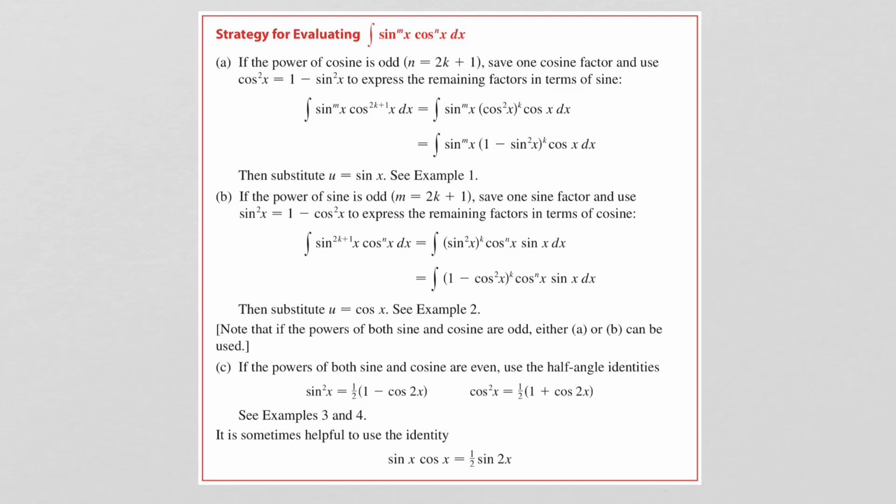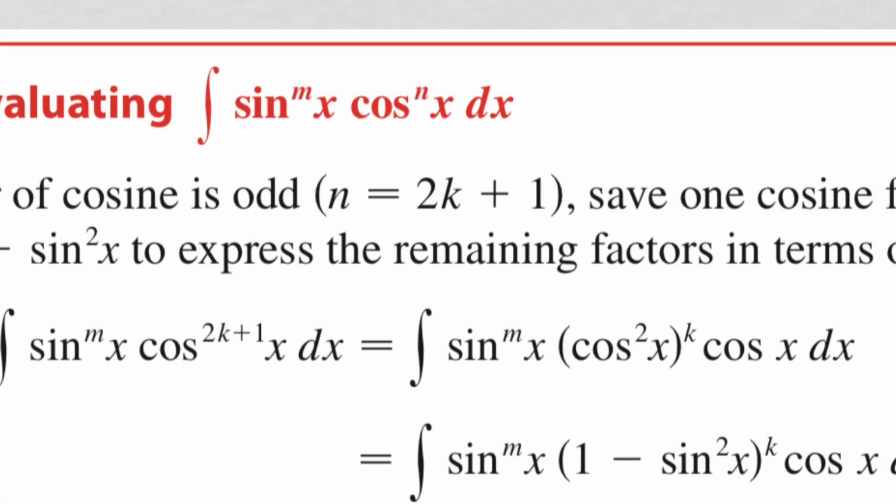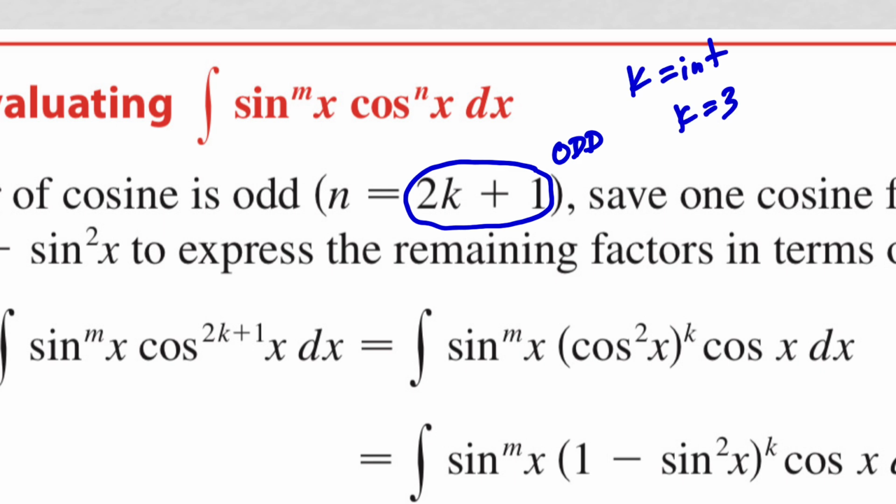So now let's just summarize our strategy for evaluating integrals of sines and cosines. If the power of cosine is odd, so what they do here is they say n is equal to 2k plus 1. Okay, that's just another way of saying odd. Why does 2k plus 1 mean odd? Well, if k is an integer, let's say k equals 3, then when you multiply 3 by 2, you get 6, so that's always going to be even, but then when you add 1, you get an odd. So when they say 2k plus 1, they're just saying an odd number.